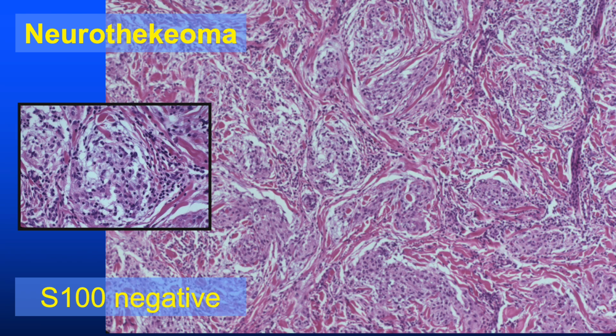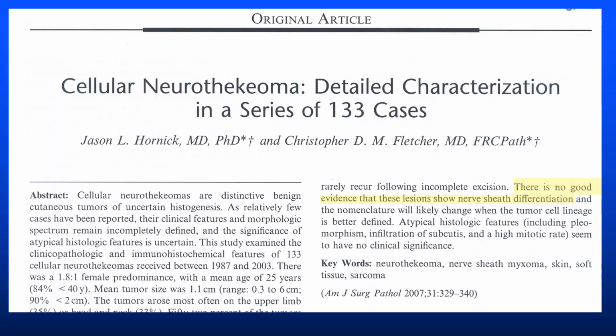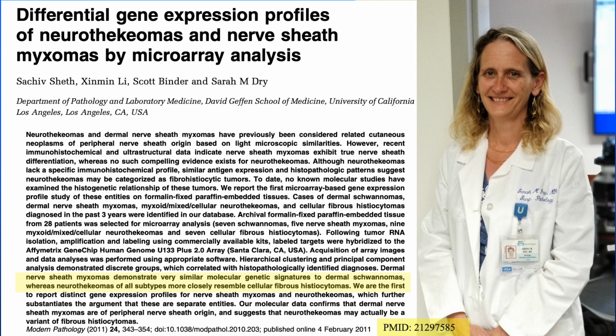Again, we see that multilobular pattern of growth, but in contrast to nerve sheath myxoma, we do not have prominent myxoid stroma, and if there was any doubt, this tumor is S100 negative. And over a decade ago, a comprehensive analysis of a large number of neurofibromatosis by soft tissue pathology experts, Drs. Hornick and Fletcher, concluded that there was in fact no good evidence of nerve sheath differentiation in neurofibromatosis, then known as cellular neurofibromatosis. And more recently, Dr.